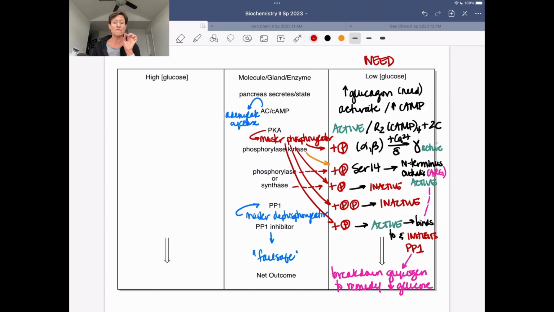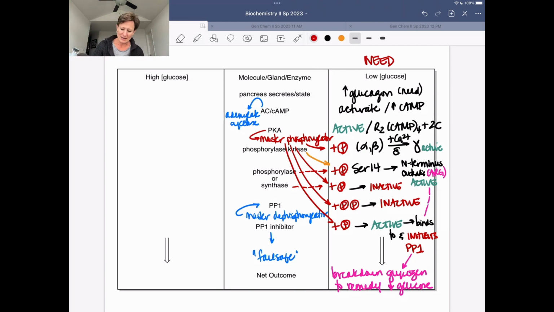Okay, so all of those phosphorylation steps are happening by PKA with the exception of phosphorylase kinase, right? And we know that from our phrase we've been saying for a long time: PKA phosphorylates phosphorylase kinase, phosphorylase kinase phosphorylates phosphorylase, phosphorylase phosphorylyzes glycogen to break it down into glucose and remedy a low blood sugar level. Wow. Okay, done with half of this slide.